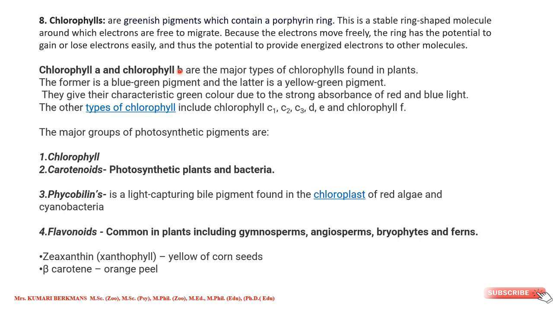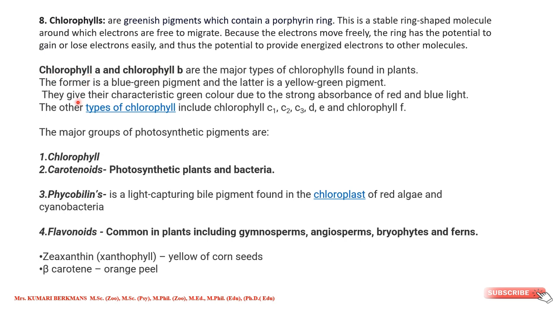So, chlorophyll A and chlorophyll B. There are two major pigments, chlorophyll A and chlorophyll B, which form in higher plants. The former, chlorophyll A, is a blue green pigment. The latter, chlorophyll B, is a yellow green pigment. Keep this in mind: chlorophyll A is blue green, chlorophyll B is yellow green.